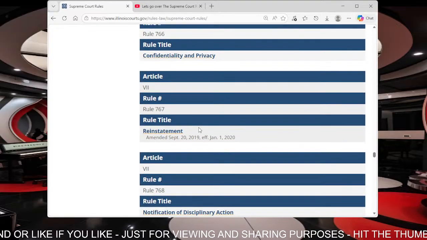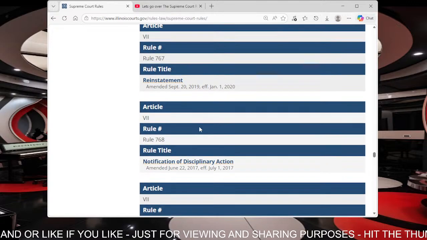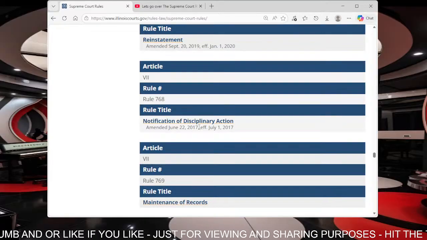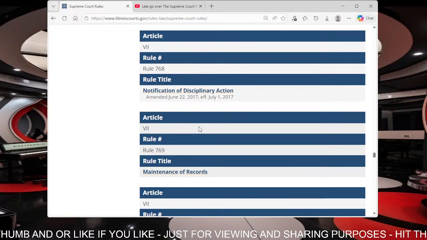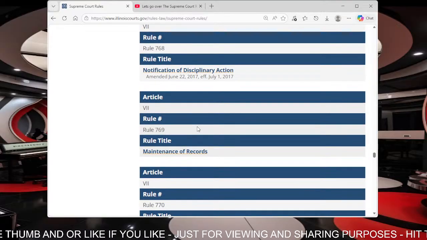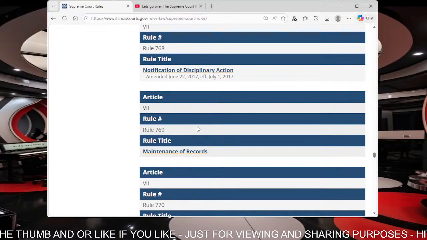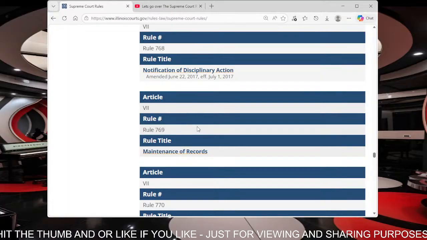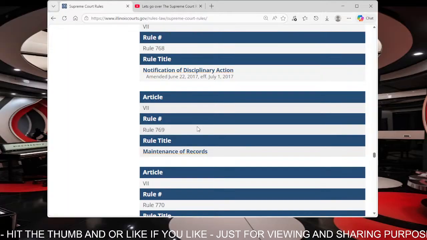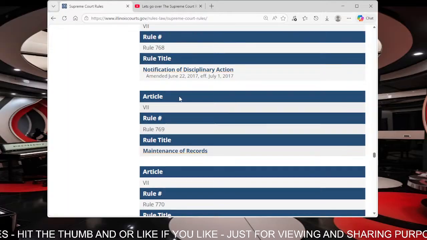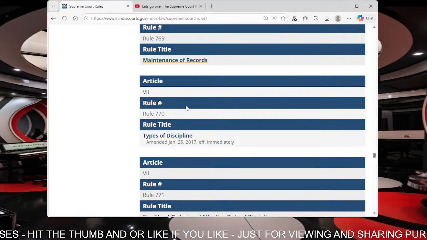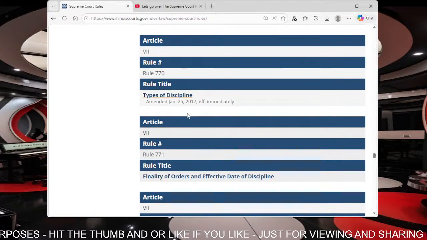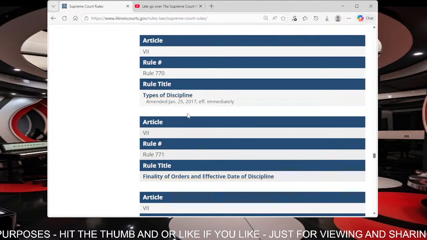7:66, confidentiality and privacy. 7:67, reinstatement. 7:68, notification of disciplinary action. 7:68. Yeah, these might be cooking. 7:68. Maintenance of records at 7:69. Types of discipline, 7:70.